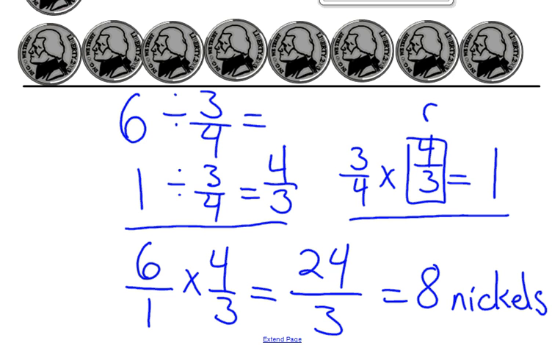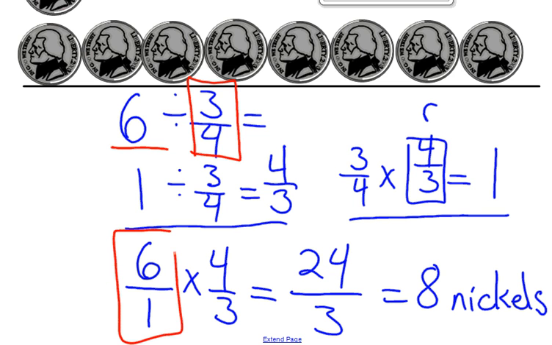So in the end, as we look at this process, what really happened was we took a whole number, and we're dividing by a fraction. But to actually solve this, what we ended up doing was taking this whole number, right, and we multiplied by its reciprocal. And we got our final answer.